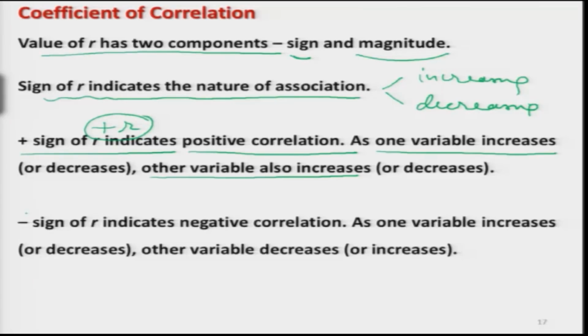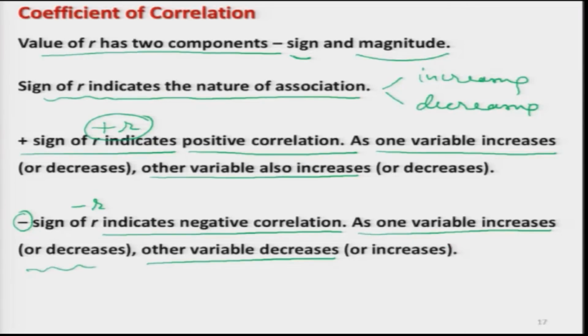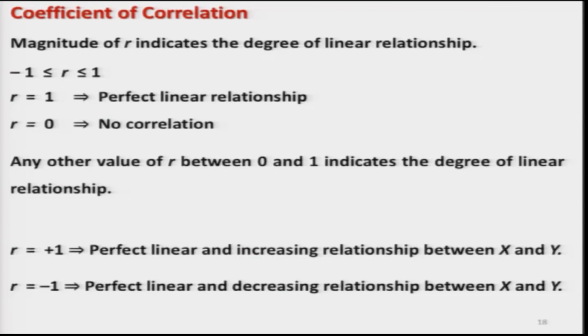And similarly, if we consider the negative sign of r, say minus r, then the negative sign indicates negative correlation. So, as the values of one variable increase, the value of the other variable decreases. So, the relationship is opposite, and similarly if the value of one variable decreases, then the value of the other variable increases. And what about the magnitude of r? The magnitude of r indicates the degree of linear relationship.